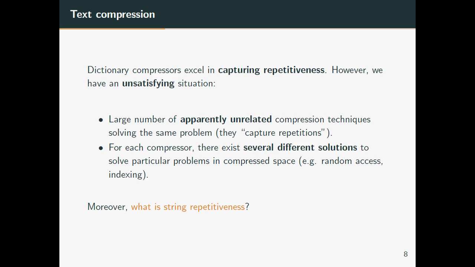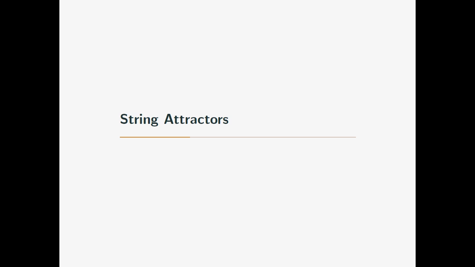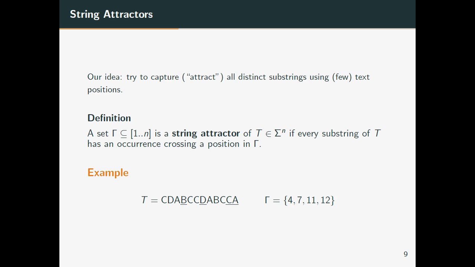And we have one more problem: what is string repetitiveness? It's not even clear what a repetitive string is, or how to measure repetitiveness. So here we try to answer all these questions in this paper, and we introduce this new object, string attractors. Our idea is to capture all distinct substrings in the text using few positions. Basically, we define a string attractor to be a subset of the text positions, so that every substring of the text has an occurrence that crosses a position in your set.